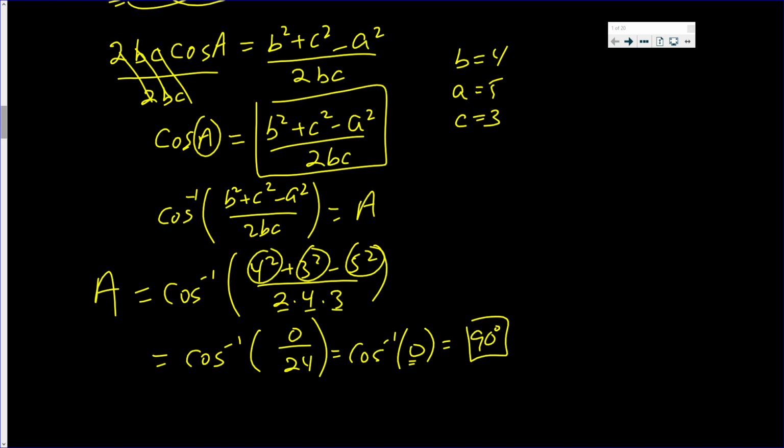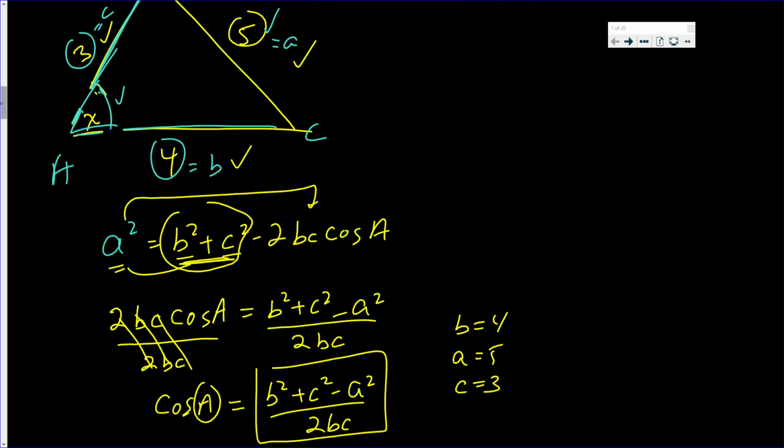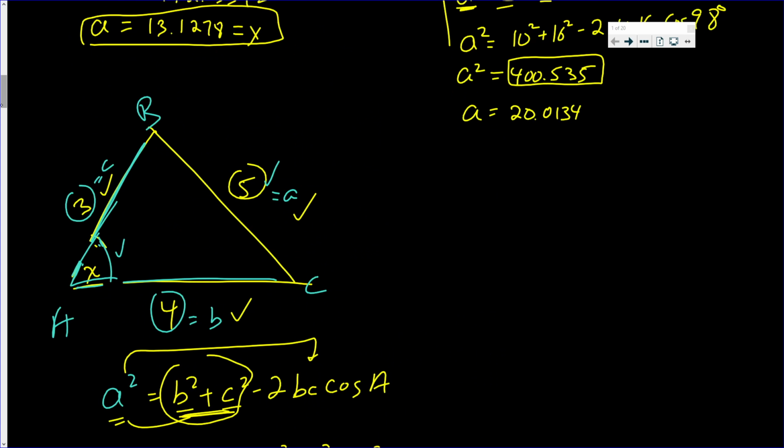So we found A, and that's what they asked us to find. But they also called it X. So X is 90 degrees. Now, why is this an obvious answer?